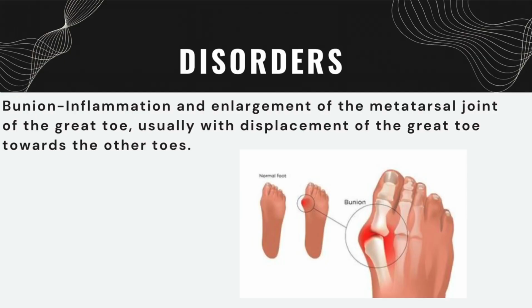Bunion, also known as hallux valgus, is the inflammation and enlargement of the metatarsal joint of the great toe, usually with displacement of the great toe towards the other toes. The location of bunion is at the base of the big toe, and it causes pain, discomfort, and swelling, making it difficult to wear socks or other footwear.